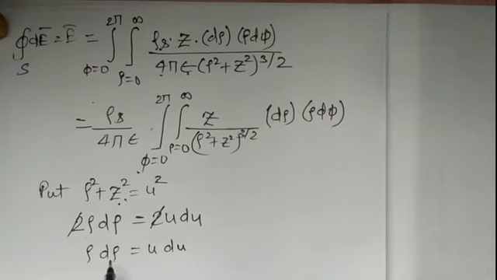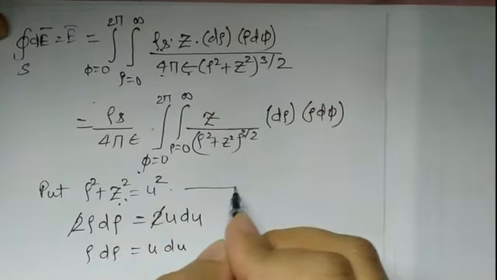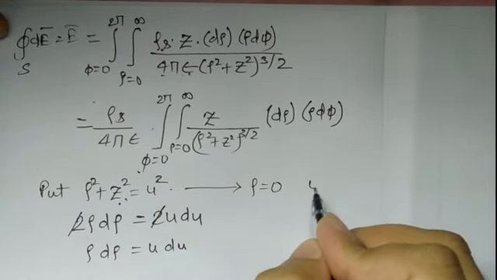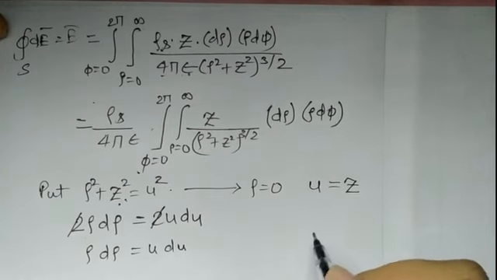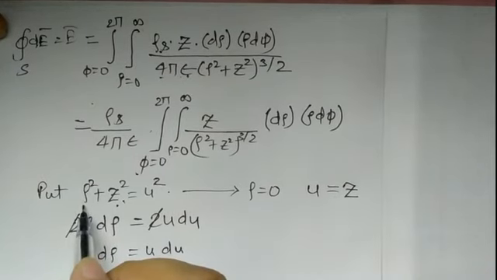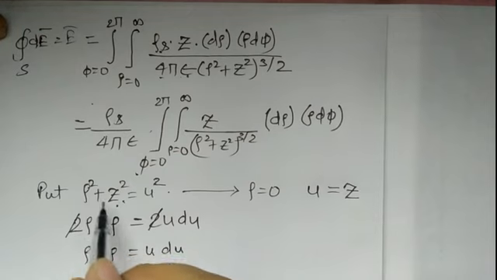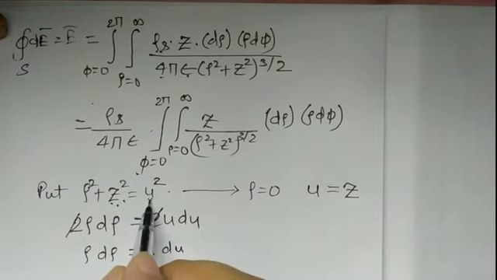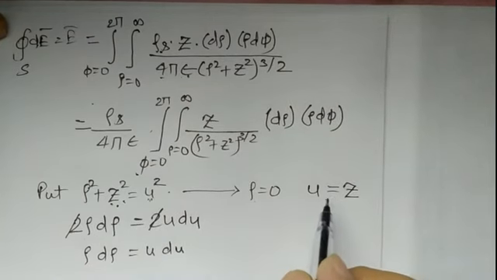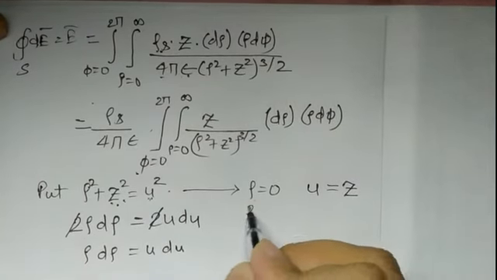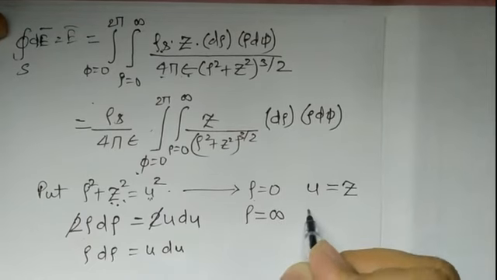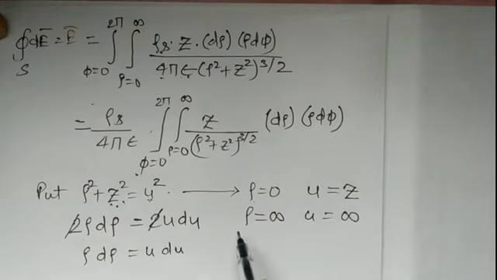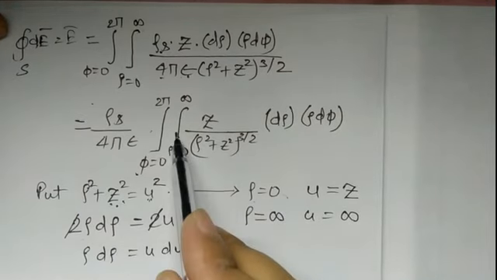So for this, I'm changing the limits. If ρ equals 0, u will be equal to z. Substituting the value of ρ equals 0: 0 plus z square equals u square, so z square equals u square, meaning z equals u. So ρ equals 0 means u equals z, and ρ equals infinity means u will also equal infinity. So I have changed the limits of integration for this inner integral also.